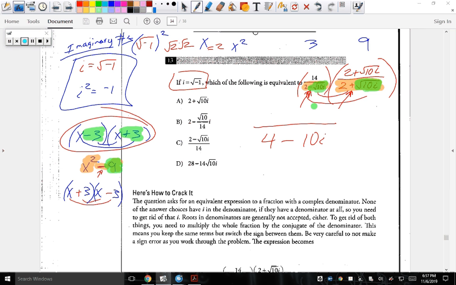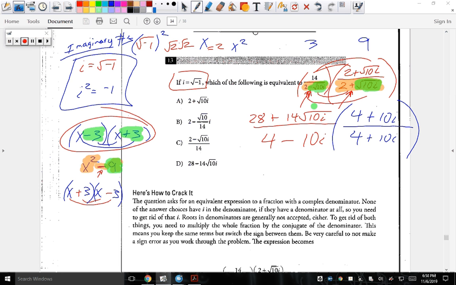Alright, so now let's go ahead and finish it off. I'm going to move on to the top. The top is going to be distributed. So I get 28 plus 14 root 10i. And from here, I can do it one more time. So 4 plus 10i and 4 plus 10i.